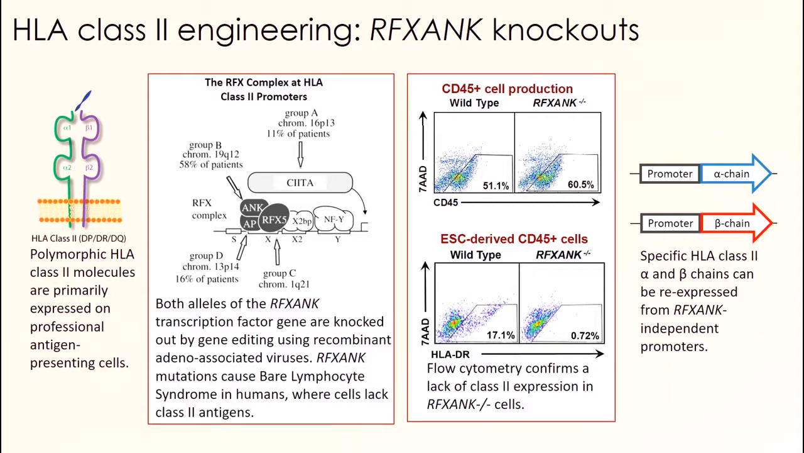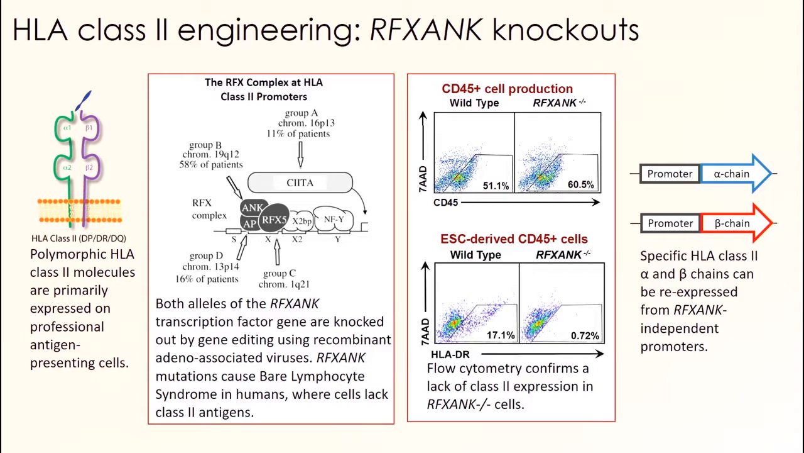Class 2, unlike class 1, has two variable chains. There's no common subunit, so there's no simple knockout strategy like with beta 2. But there are a group of patients with a disease called bare lymphocyte syndrome that lack class II expression on their cells. They have mutations in transcription factors that turn on all the class II genes. So our strategy, rather than going after all 6 class II genes, is to go after one of these transcription factors. And we chose RFXANK, which is what most of the patients have mutations in and which is what was most known about.